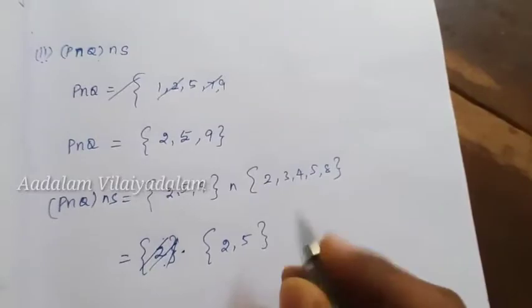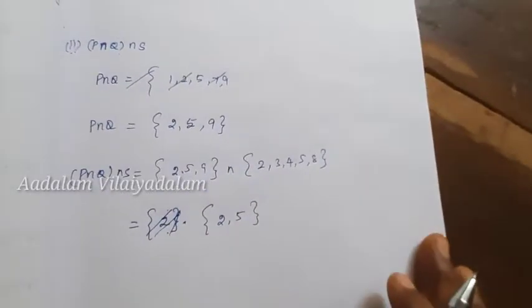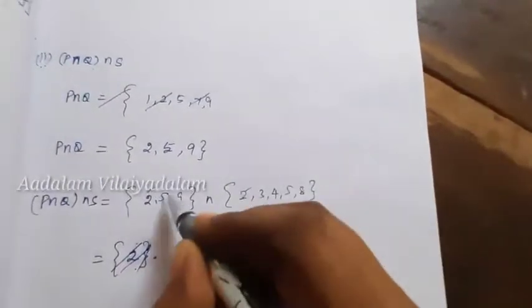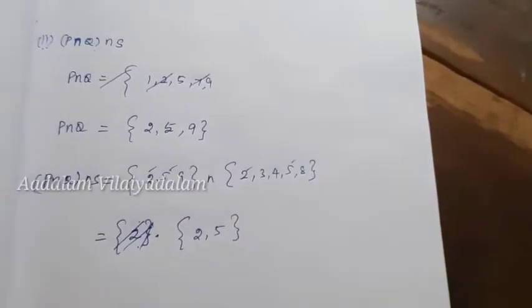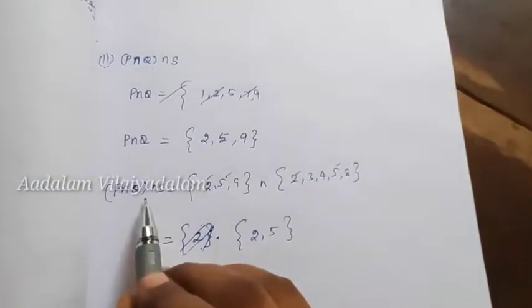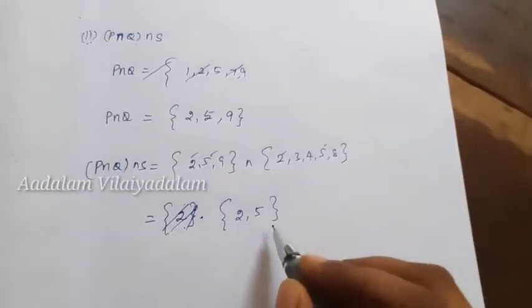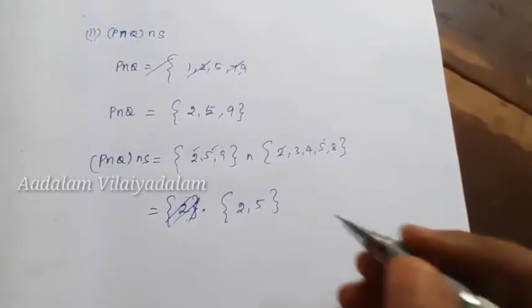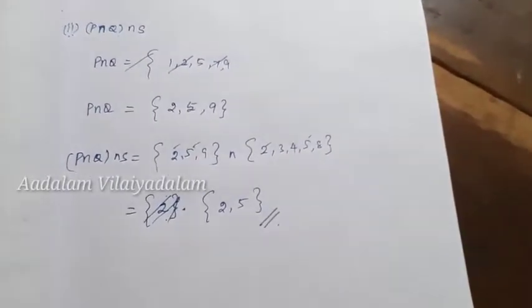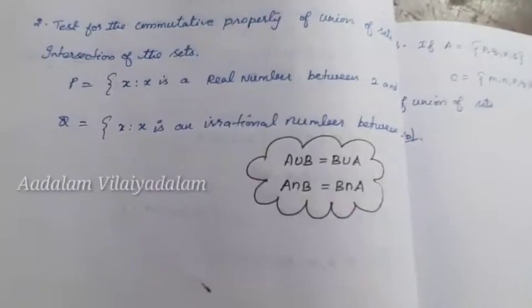2 and 5. So 9 is not repeating. So 2, 2 and 5 and 5. So the common element for P intersection Q intersection S is 2, 5. So with this the second subdivision gets over.